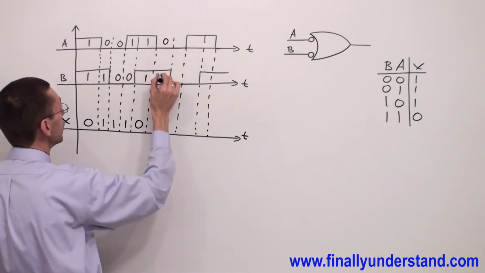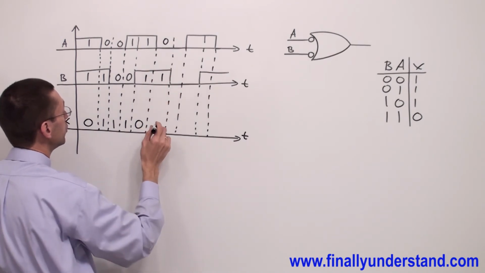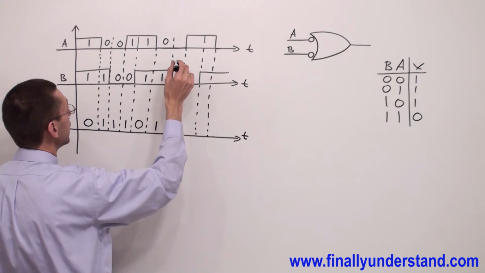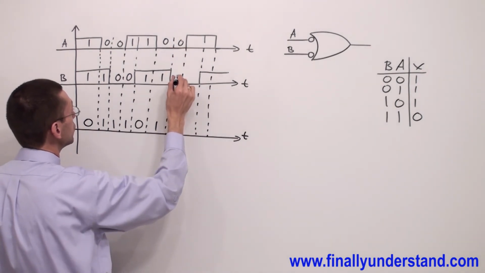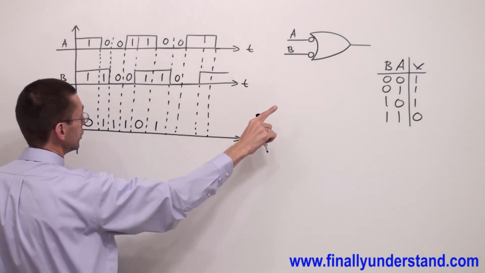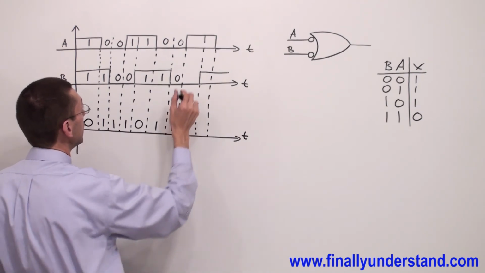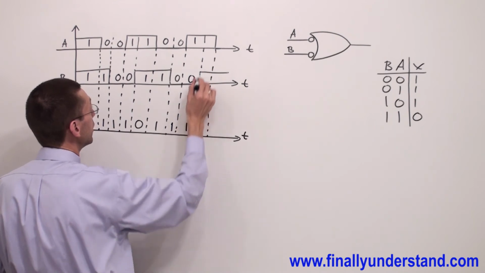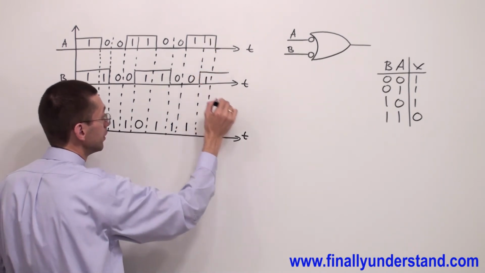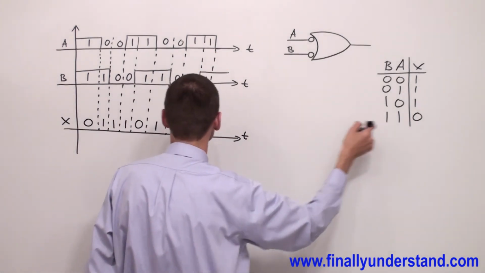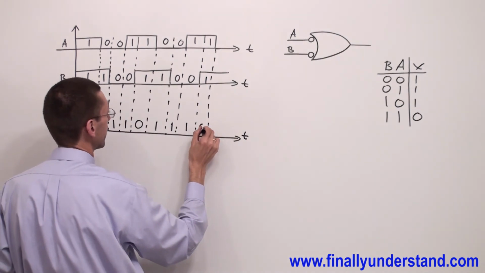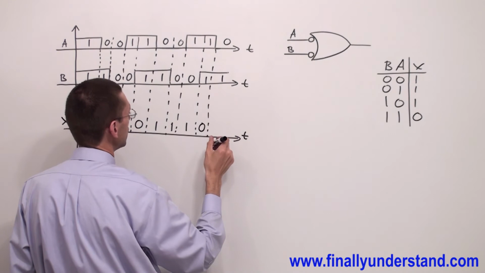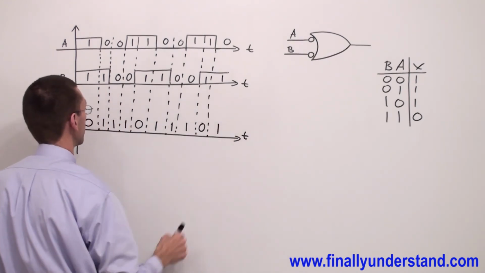I have 0, 1, output is 1. And I have 0, 0, output is 1. I have 1, 0, output is 1. I have 1, 1, output is 0. And I have 0, 1, output is 1.